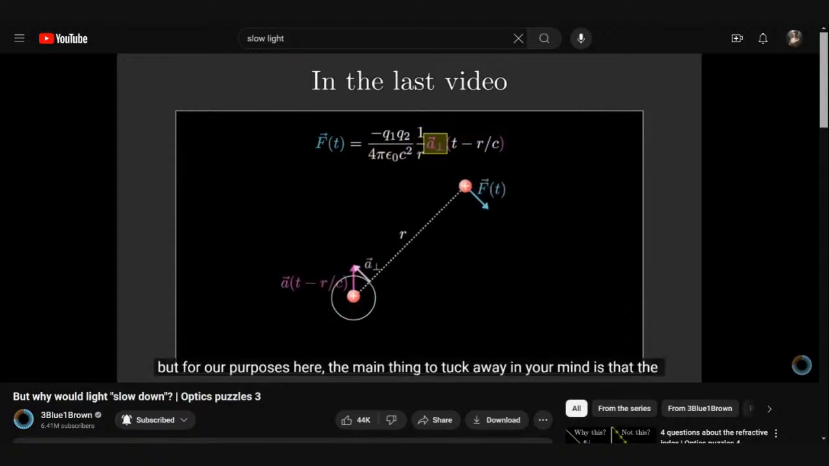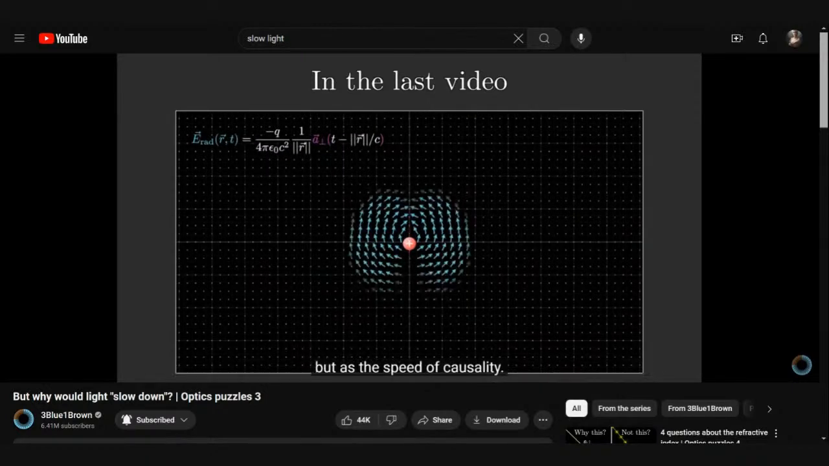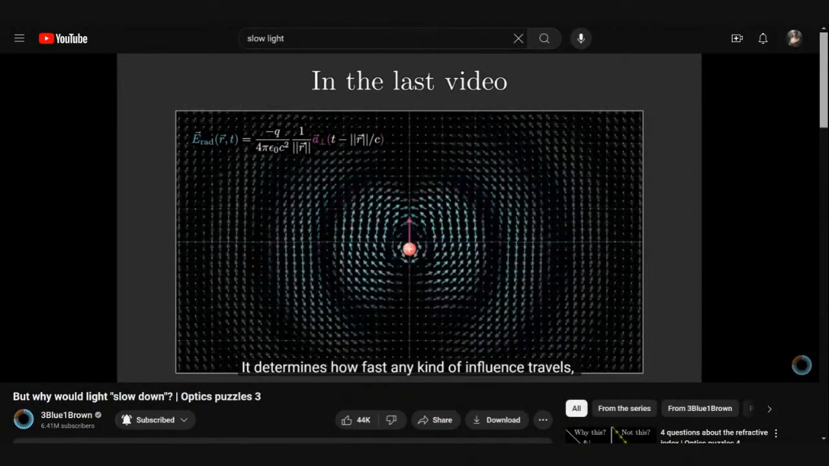But for our purposes here, the main thing to tuck away in your mind is that the amount of time it takes that initial acceleration to cause any kind of influence elsewhere travels at exactly the speed c. And really, you should think of c not so much as the speed of light per se, but as the speed of causality. It determines how fast any kind of influence travels. It's just that one of multiple.